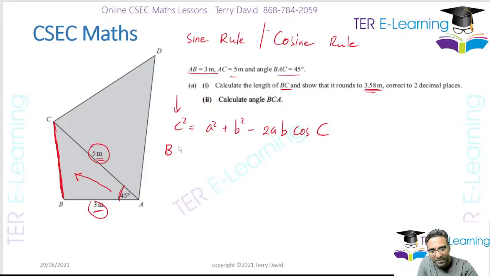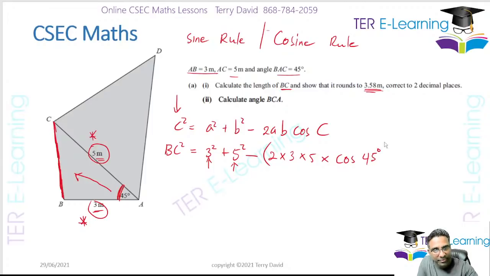So this is going to be BC squared is equal to A squared. So you can use any one as A. You can either use this as A or use this as A, right? So if I use it 3, so it can be 3 squared plus 5 squared minus, put this in a bracket. It's going to be 2 by A. Look, this is A here. This is 3. So 2 by 3 multiplied by this figure here, which is 5, multiplied by cos of the angle between the two sides we know, which is 45 degrees. So this here is 45 degrees. So all I've done is substituted into the formula.